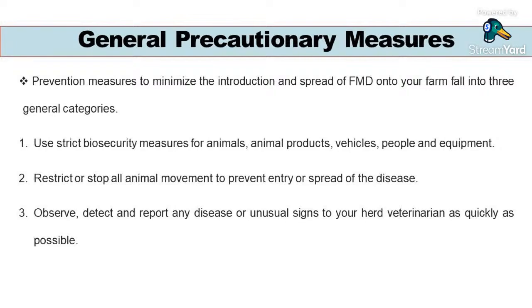And now the second thing is the precautionary measures which we have to use, so the disease doesn't spread, so the disease remains inside the area. So the prevention measures fall into three categories. First is the biosecurity measures for animals, like animal products, vehicles, people and the equipment. And next is to restrict or stop all animal movements. And next is to observe, detect, and report any diseases or unusual signs if we see them on the animals inside the farm. So we have to contact our veterinarian if there is presence of the disease.